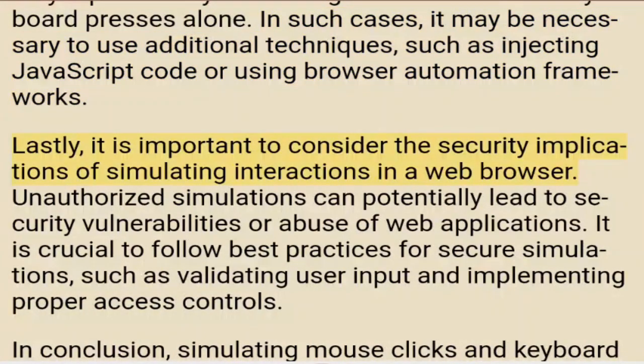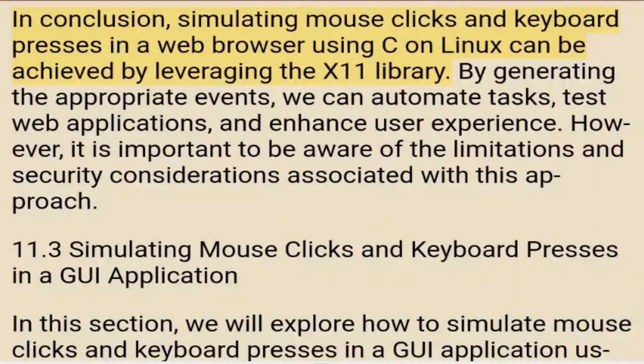In such cases, it may be necessary to use additional techniques, such as injecting JavaScript code or using browser automation frameworks. Lastly, it is important to consider the security implications of simulating interactions in a web browser. Unauthorized simulations can potentially lead to security vulnerabilities or abuse of web applications. It is crucial to follow best practices for secure simulations, such as validating user input and implementing proper access controls. In conclusion, simulating mouse clicks and keyboard presses in a web browser using C on Linux can be achieved by leveraging the X11 library. By generating the appropriate events, we can automate tasks, test web applications, and enhance user experience.